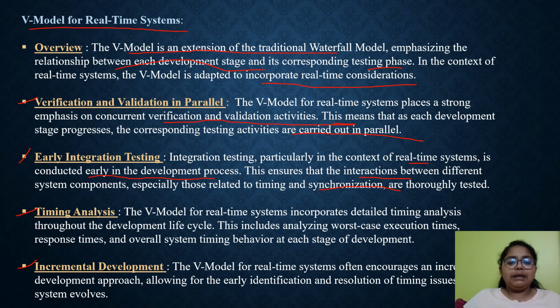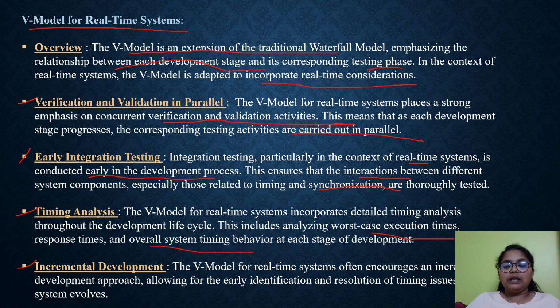Next is timing analysis. The V model for real-time system incorporates detailed timing analysis throughout the development life cycle. This includes analysis of worst-case execution time, response time, and overall system timing behavior at each stage of development. Next is incremental development.